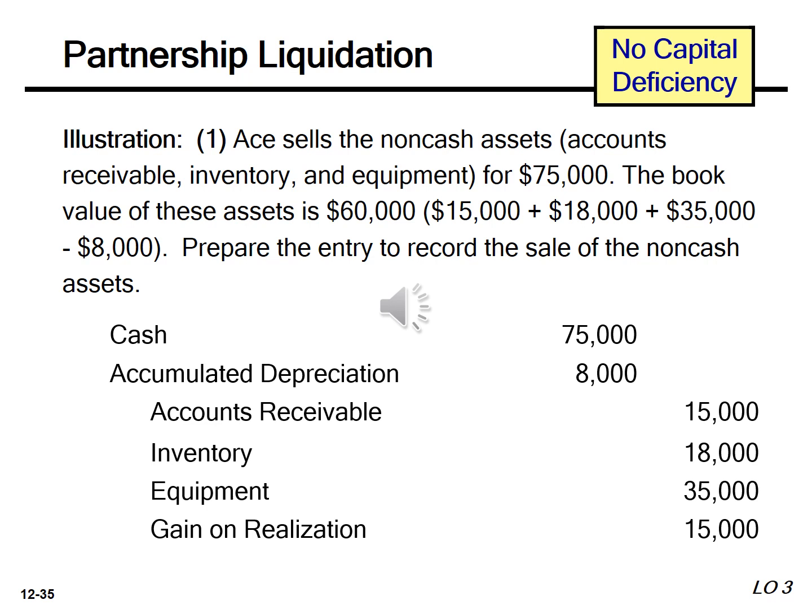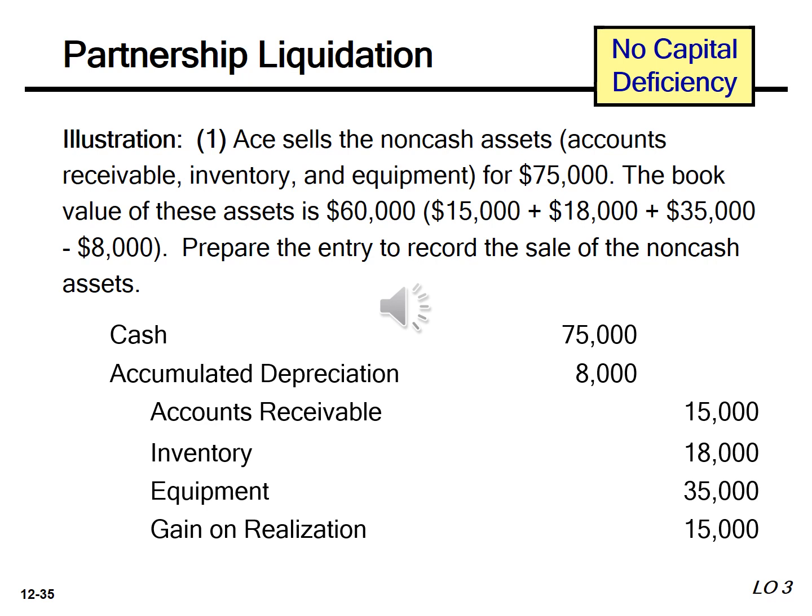So Ace sells the non-cash assets, which include the accounts receivable, inventory, and equipment for $75,000, where the book value of these assets is $60,000. So you remember from the table, $15,000 was for accounts receivable, $18,000 for inventory, and $35,000 for the equipment, of course, minus the accumulated depreciation on equipment of $8,000. So the first requirement is to prepare the entry to record the sale of the non-cash assets.